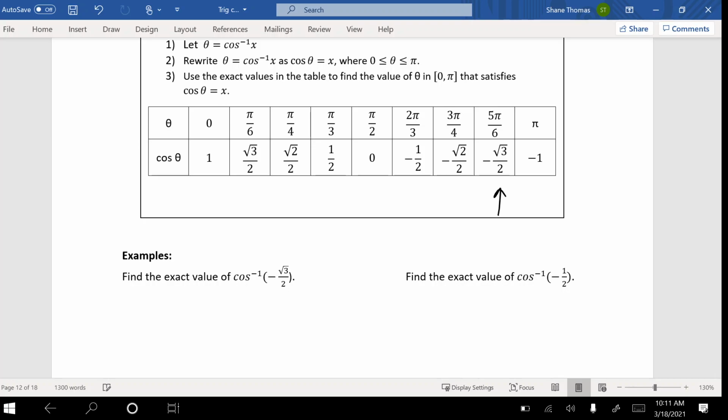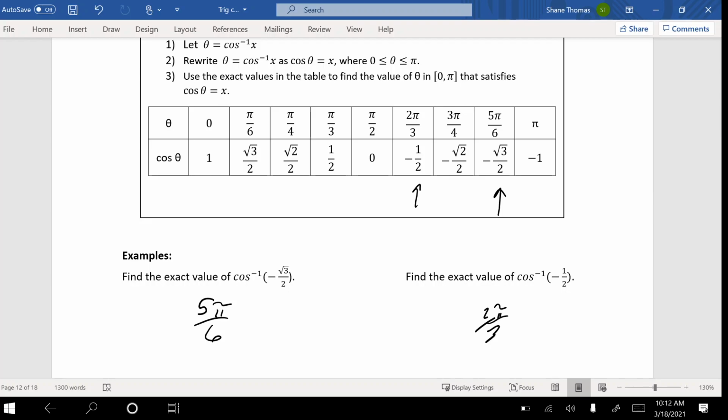Right here, 5 pi over 6, done. Next one, exact value of inverse cosine of negative 1/2. Where's that one at? 2 pi over 3. Bingo. So those are pretty darn easy, aren't they? It's just a reference thing.